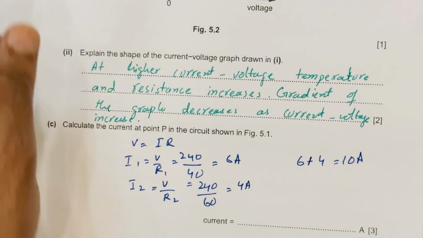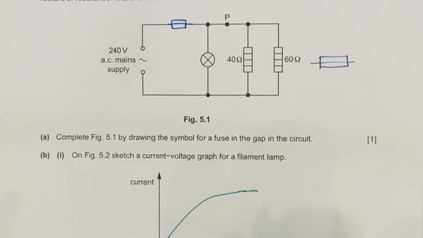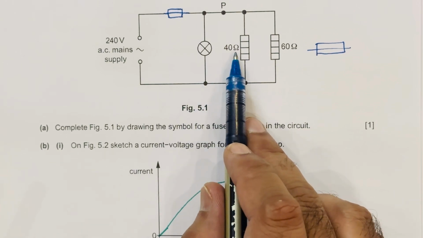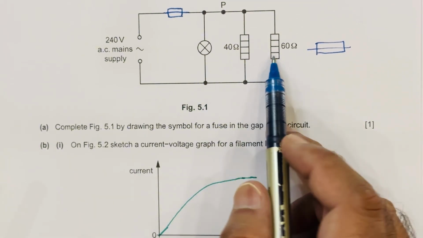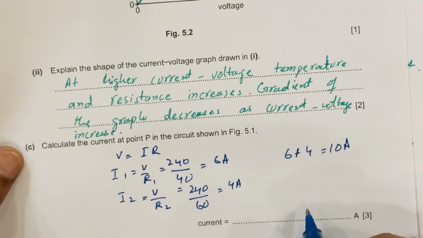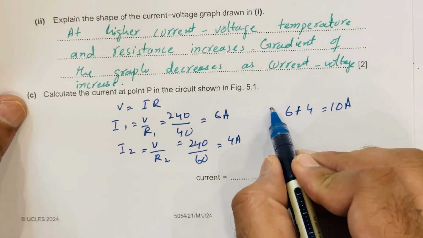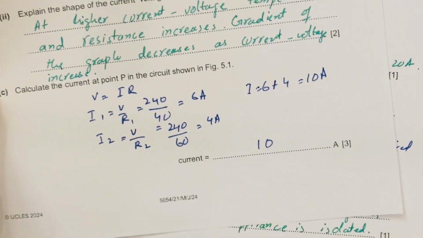Why did we calculate for 2? Because first we calculated for this, and these are in parallel, so the voltage remains the same. So first we calculated for this and then this, and by adding we can get the current that is equal to 10 ampere. So that was an easy question.